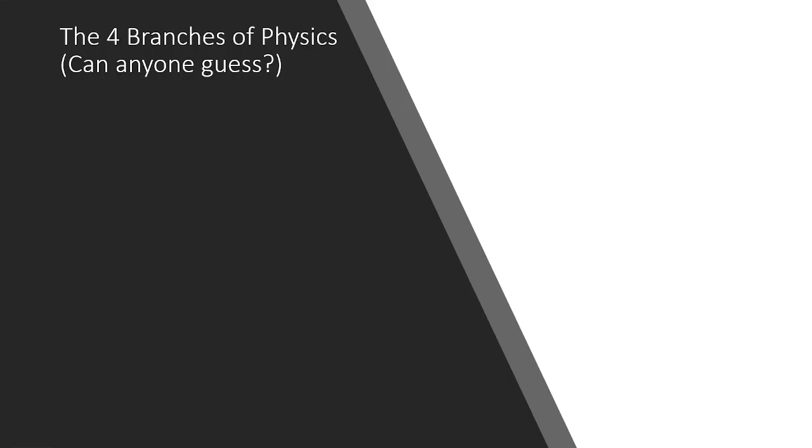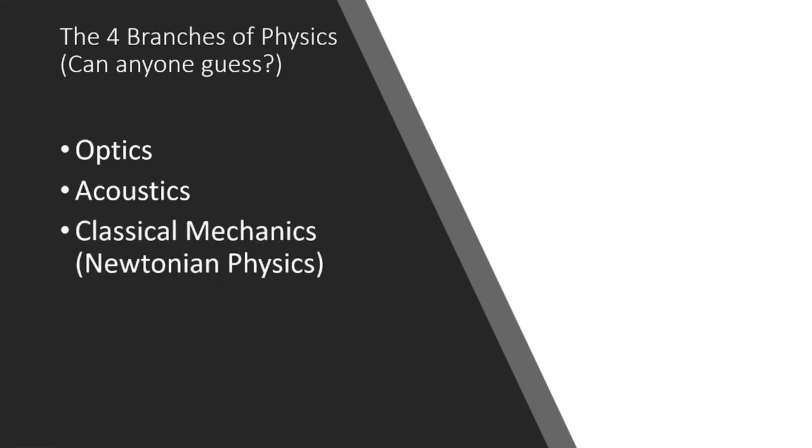During the late 19th century, physicists thought that physics was complete. As to why? It is because they had four branches of physics that could explain every phenomenon that they had encountered thus far. So they had optics to explain the propagation of light, acoustics, the propagation of sound, classical mechanics, the Newtonian physics, the physics of motion, and electromagnetism, a combination of electricity and magnetism.